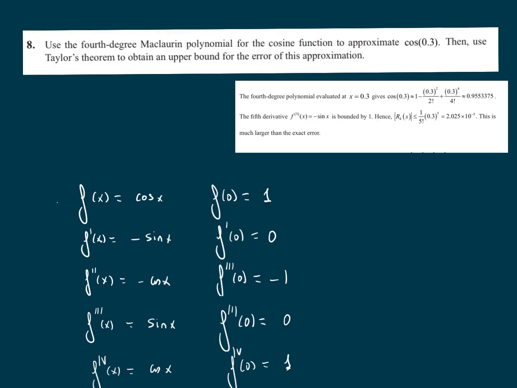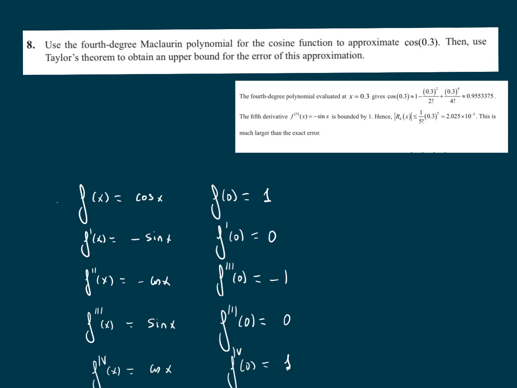Okay, the problem says: find the 4th-degree Taylor polynomial of the function cosine of x. Use this Taylor polynomial to approximate the function at the point x equals 0.3. So we do the Taylor polynomial centered at 0, and we find the value of the Taylor polynomial when x equals 0.3 to approximate cosine of 0.3. The second part of the problem says: what is the error of this approximation? It says to use the Taylor theorem to obtain an upper bound for the error of this approximation.